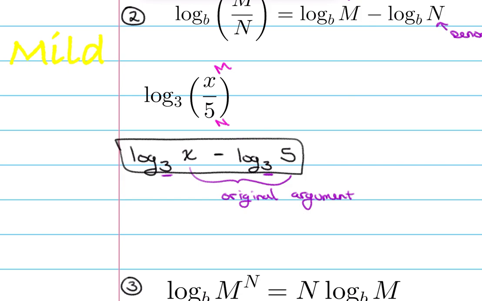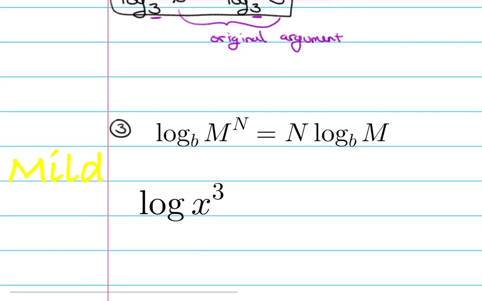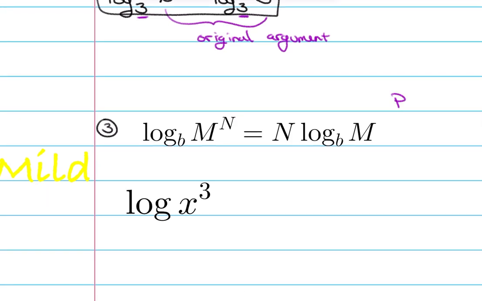All right, third property. The third property is called the power rule. What happens here is, again, you have the log base b of something, variable, number, doesn't matter, raised to a power. So this is an exponent within the argument.